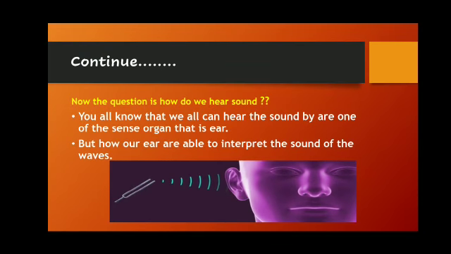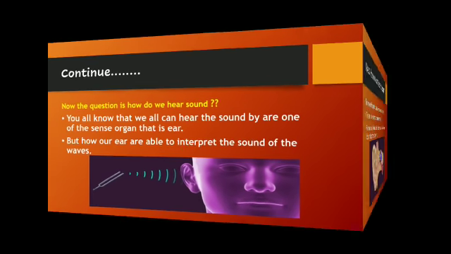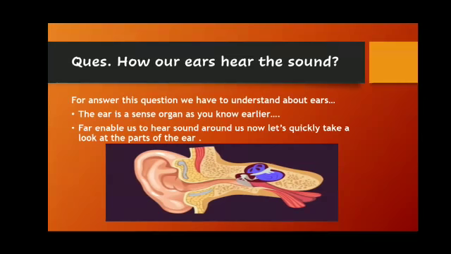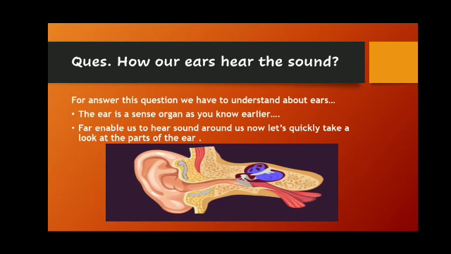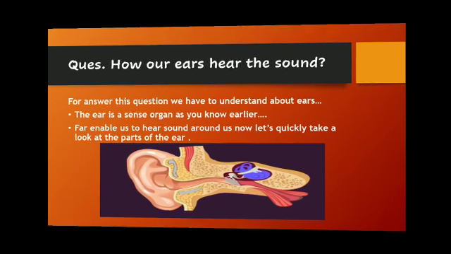Now the question is, how do we hear sound? You all know that we can hear sound by one of our sense organs, that is the ear. But how are our ears able to interpret the sound waves? How do our ears hear sound? To answer this question, we have to understand our ears. The ear is a sense organ, as you know earlier, that enables us to hear sounds around us. Now let's quickly take a look at the parts of the ear.